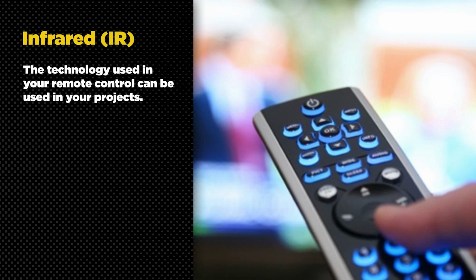Infrared, IR, is something you have probably used if you've ever picked up a TV remote to control your TV. This uses infrared light to wirelessly communicate data. The light is directional, meaning that you need to point the remote at the TV for it to work. Infrared is great for short-range communication.